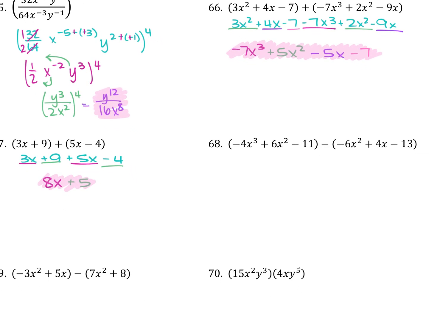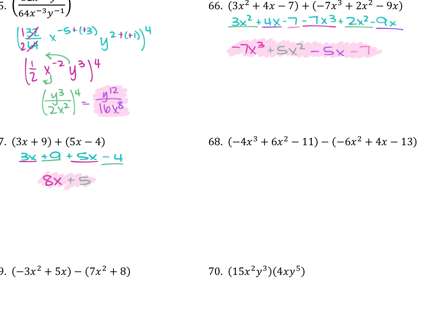For 68, you have negative 4x cubed plus 6x squared minus 11 minus negative 6x squared plus 4x minus 13. You have a negative between these two parentheses, so you have to distribute that negative into the second set of parentheses. So you're going to change every sign on each of those three terms. This is going to give you negative 4x cubed plus 6x squared minus 11 plus 6x squared minus 4x plus 13. From here, do what you did with the addition, combine like terms. You have a negative 4x cubed. You do not have another x cubed, so just drop that down.